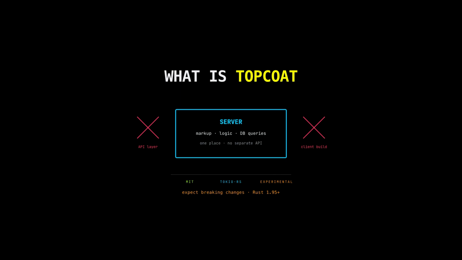One quick reality check before we go deeper. This is early stage and experimental. The README literally says, expect breaking changes. And it needs Rust 1.95, which is newer than a lot of production toolchains. I will come back to why that matters. But the core idea is genuinely different. Let me show you what I mean.